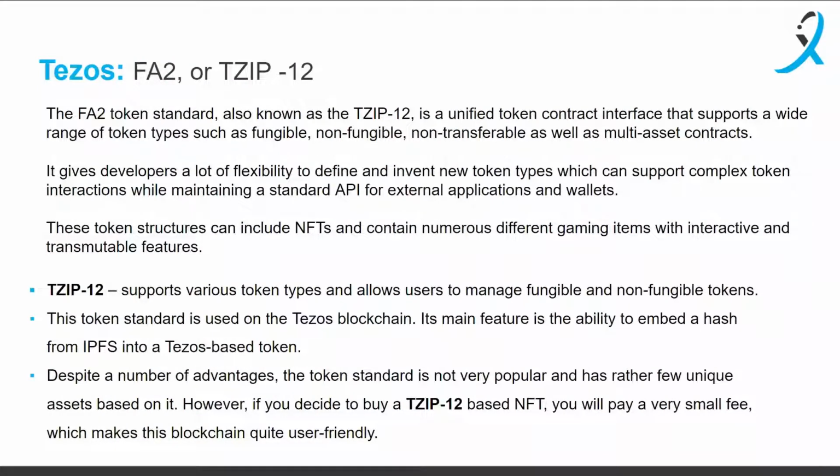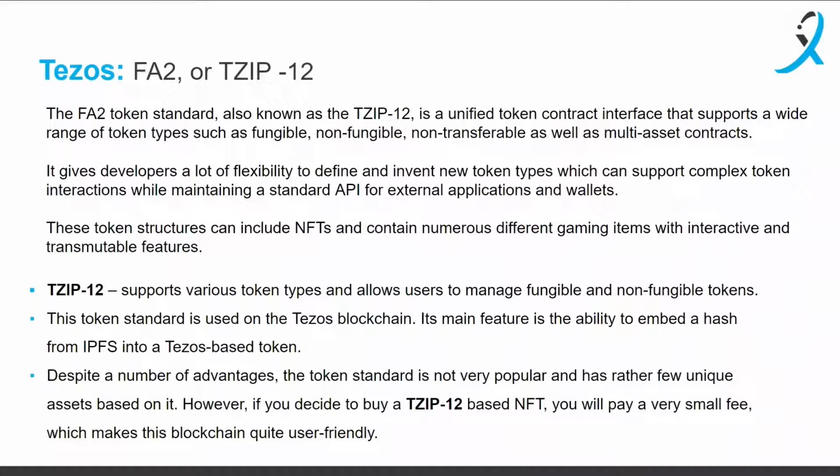The next one is Tezos, which has a couple of standards, one of which is FA2, also called TZIP 12. It's a unified token contract interface that supports a wide range of token types: fungible, non-fungible, non-transferable, as well as multi-asset contracts. That's just fancy for ERC 1120, ERC 20, ERC 721, ERC 1155, ERC 998, so the equivalent of that for Tezos. It gives developers a lot of flexibility, so they can create their own complex token interactions while maintaining the standard API for external applications and wallets, which is kind of cool.